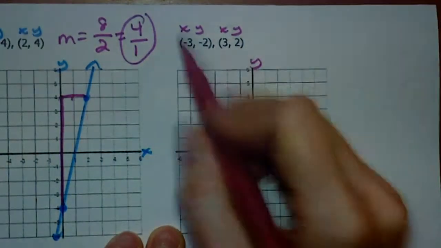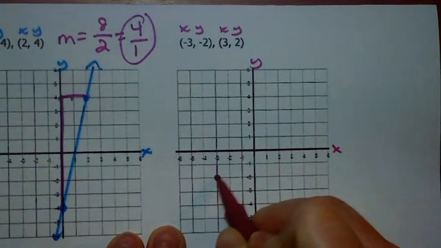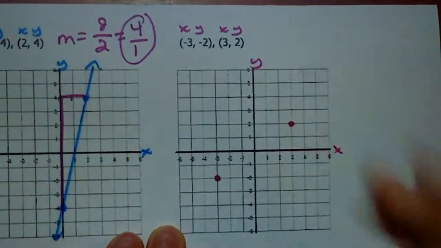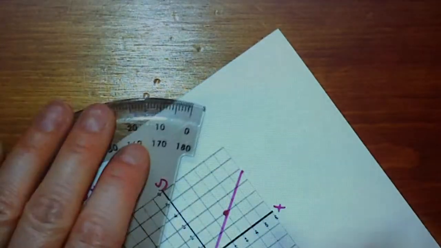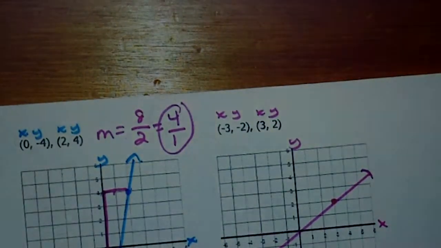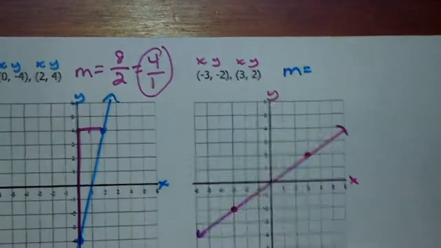All right, welcome back. Hopefully you have plotted left 3 down 2 for your first ordered pair, and right 3 up 2 for your second ordered pair, because it is xy, not yx. And we have drawn our line that extends all the way through. And now to give our slope, or our m, I'm going to say m equals.